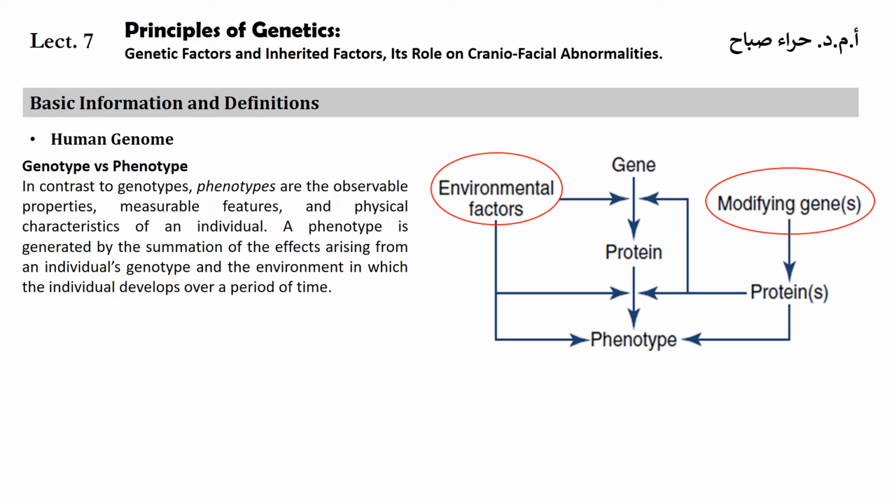As we see here, this is the gene. Usually, the end product of the gene is the protein. So, this protein product is affected by environmental factors and modifying genes. These modifying genes also produce another type of proteins that could affect the end results of the original protein, resulting in a specific phenotype, a characteristic phenotype for such a person.